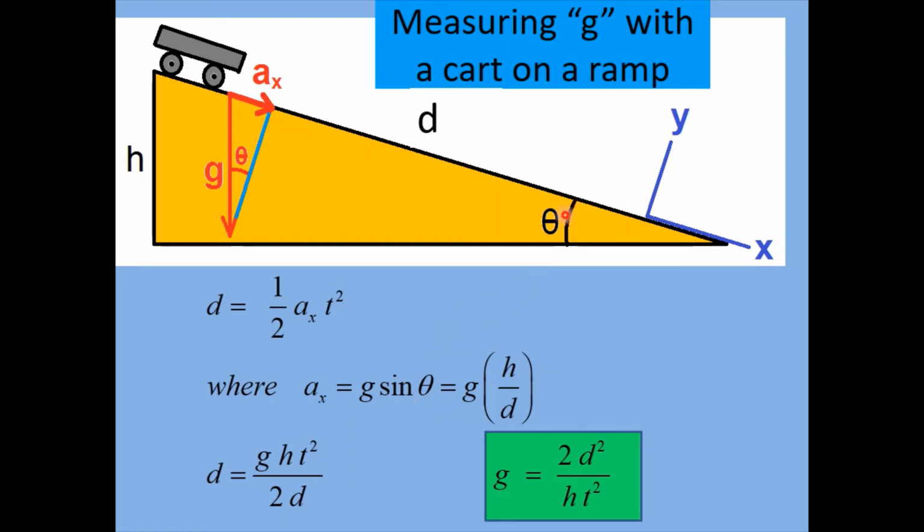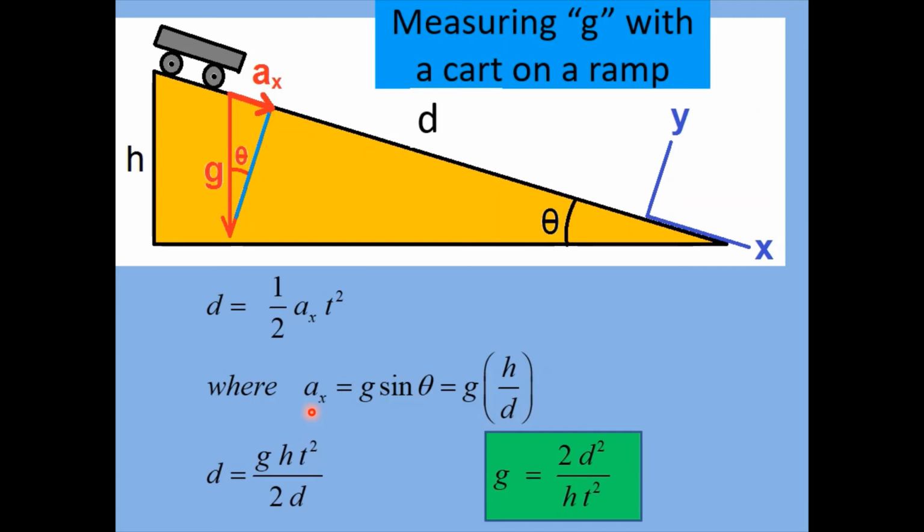Instead of measuring this angle, which is sometimes difficult to do in the real world, especially with small angles, we can use trig to figure out our angle. Remember that the sine of theta is equal to the opposite over the hypotenuse. So here's theta. Our opposite is the height of the ramp, so that's h. And the hypotenuse is the long part of the ramp, which is just the distance that the cart is going to roll down. So sine theta is equal to h over d.